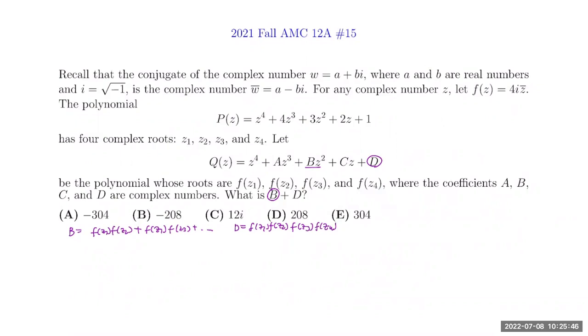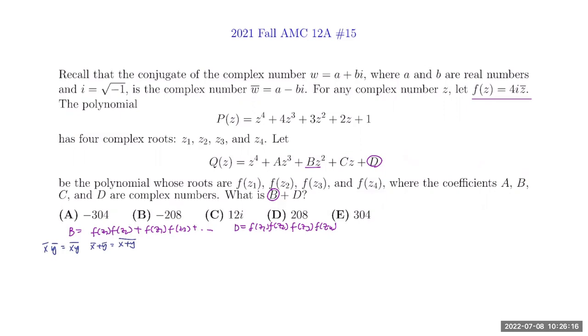Well, first off, we know that f of z is defined to be 4i times the conjugate of z. What is one property we know about the product or sum of conjugates? If we have two complex numbers, x and y, the conjugate of x times the conjugate of y is equal to the conjugate of x times y. And the conjugate of x plus the conjugate of y is equal to the conjugate of x plus y. So we're going to use these two properties.